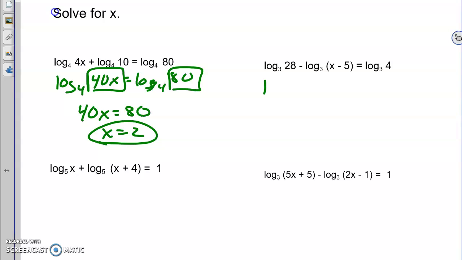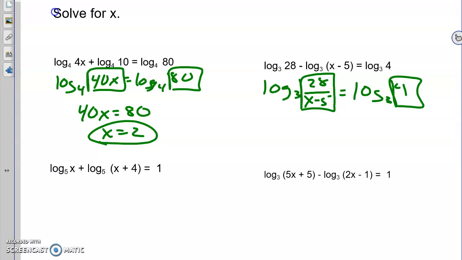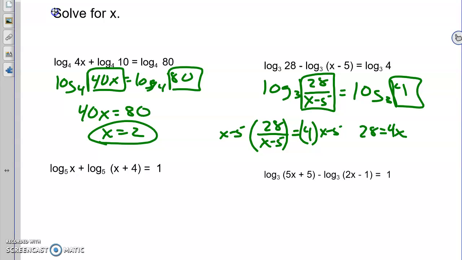With subtraction, it's log 3. All right, we have 28 over x minus 5 equals log 3, 4. And these two terms have to be equal. 28 over x minus 5 equals 4. We multiply both sides by x minus 5. And we get 28 equals 4x minus 20. We get 48 equals 4x, and my x equals 12.